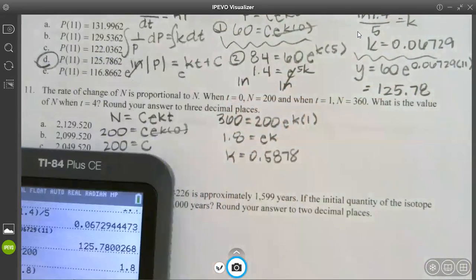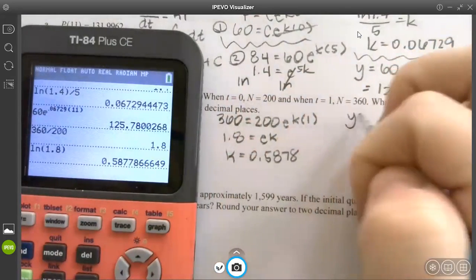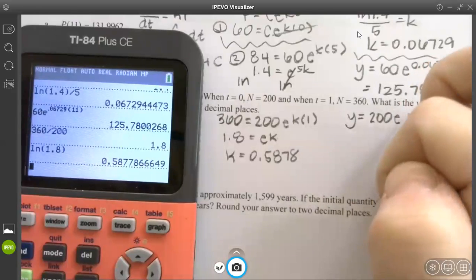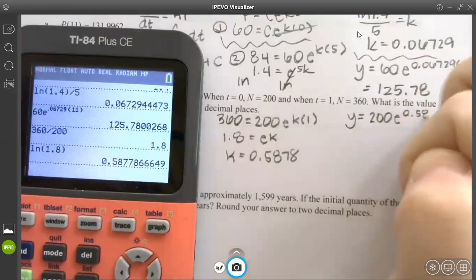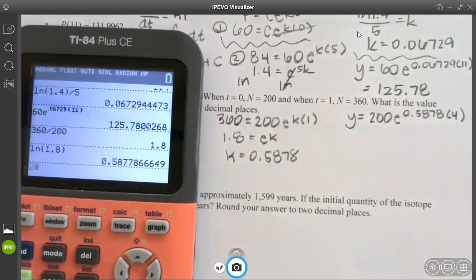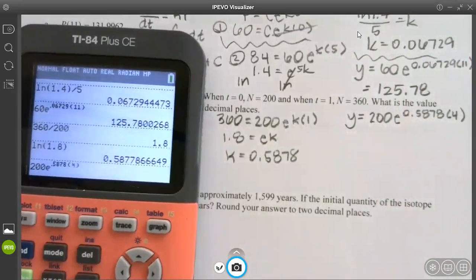And then the last one says, what's the value when T equals 4? So we're going to do it again. We don't know the end value. We started with 200. e to the k is 0.5878 times 4. So 200 e to the 0.5878 times 4.